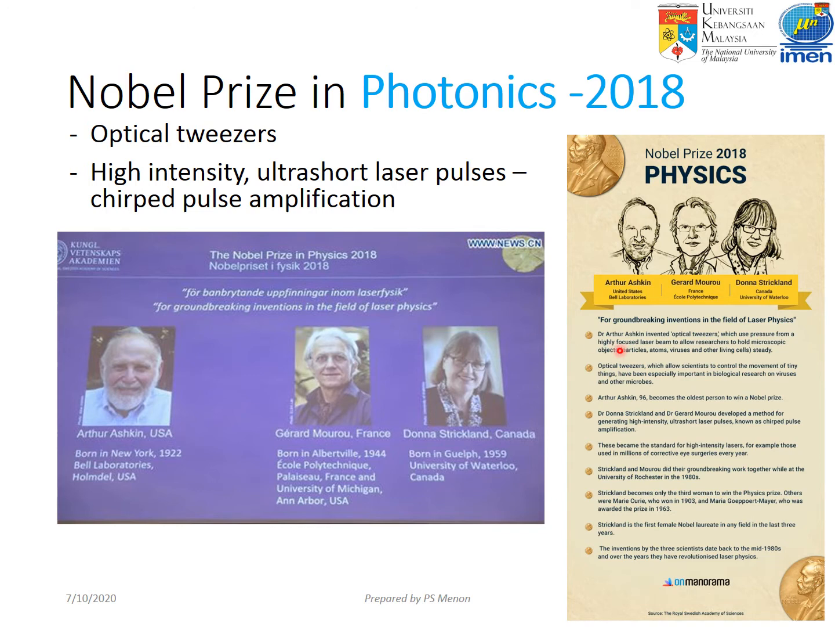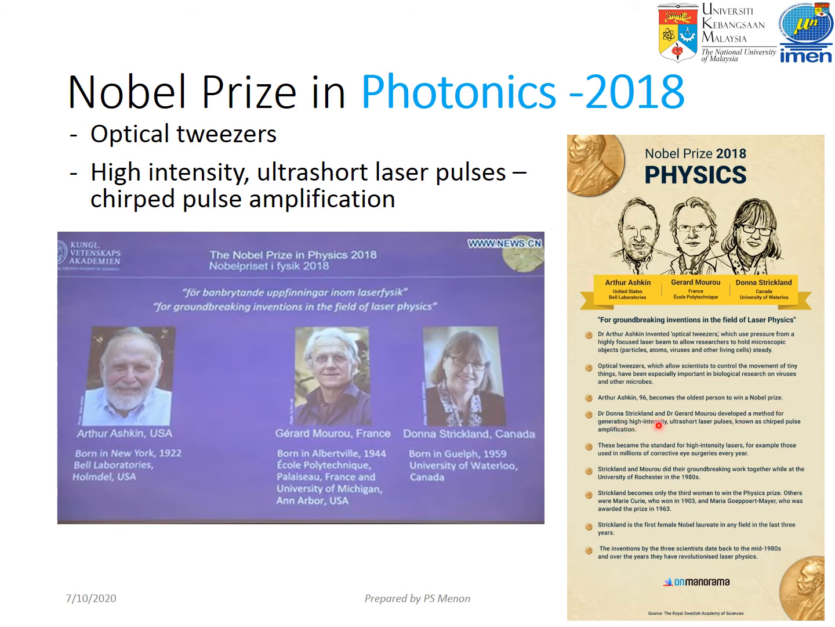Dr. Arthur Ashkin invented optical tweezers, which use pressure from a highly focused laser beam to allow researchers to hold microscopic objects, for example particles, atoms, viruses and other living cells steadily. So using light to hold objects. These optical tweezers, which allow scientists to control the movement of tiny things, have been especially important in biological research on viruses and other microbes. As for Arthur Ashkin, he became the oldest person to win a Nobel Prize, and Dr.